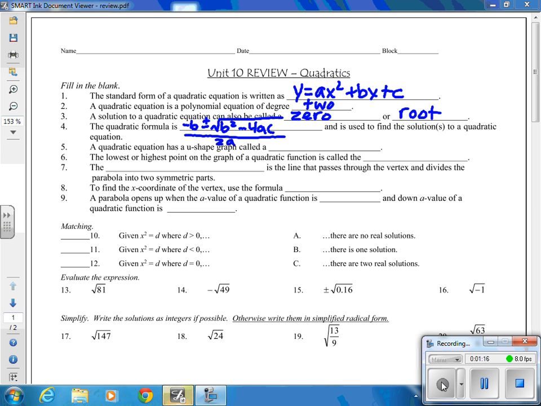Number 5, a quadratic equation has a U-shaped graph that is called a parabola. For number 6, the lowest or highest point on the graph of a quadratic function is called the vertex. Okay. Number 7, the blank is the line that passes through the vertex and divides the parabola into 2 symmetric parts. That would be your axis of symmetry.